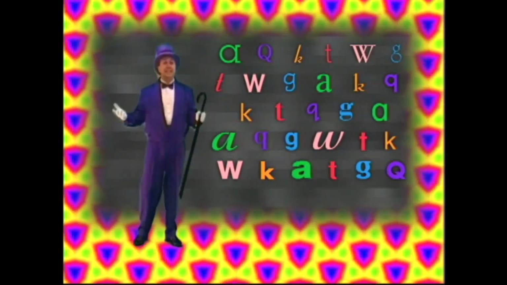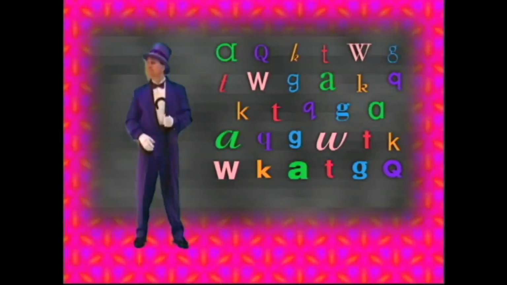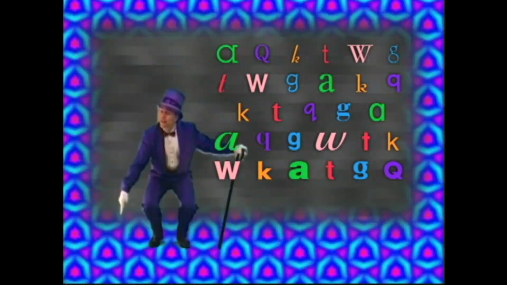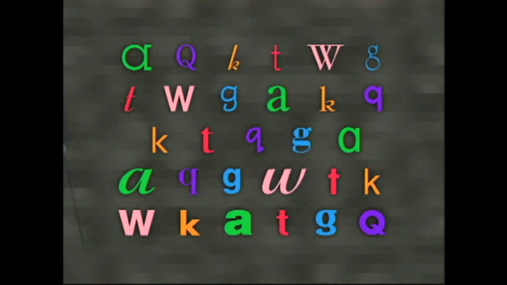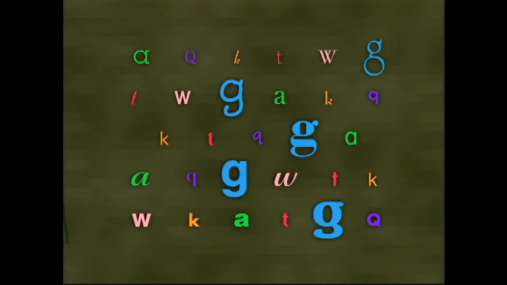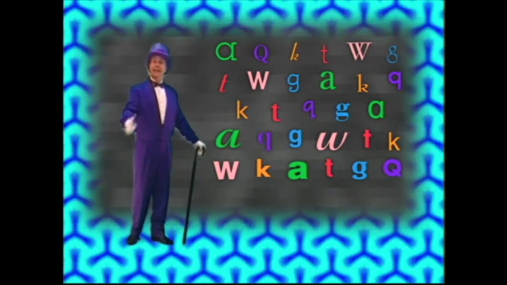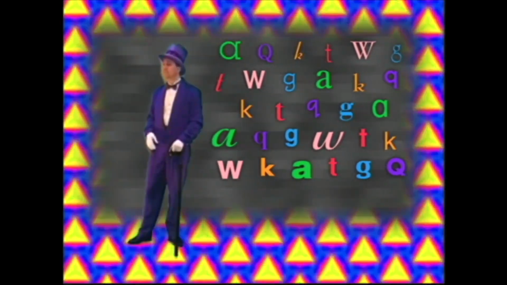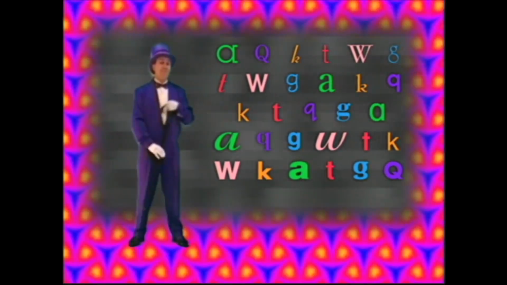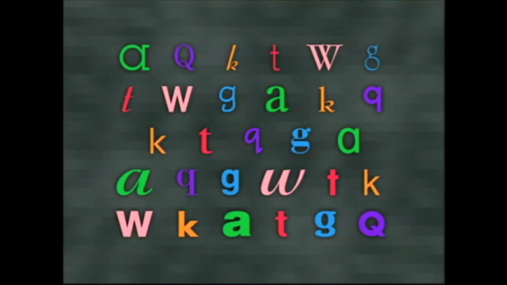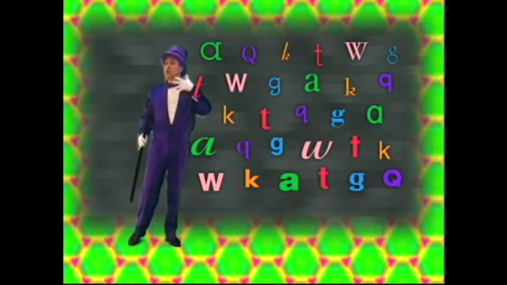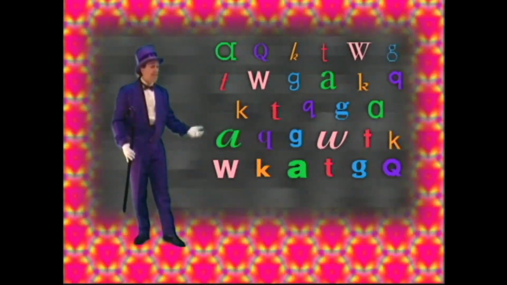Look for the G's all around. Tell me their color and touch the ground. The G's are blue. Look at the letters and tell me, please. What color are the letter T's? The T's are red. Look all around for the letter A's.